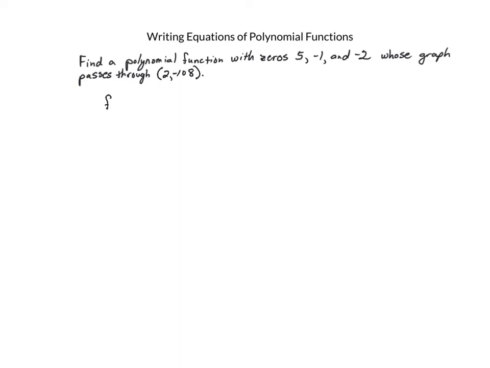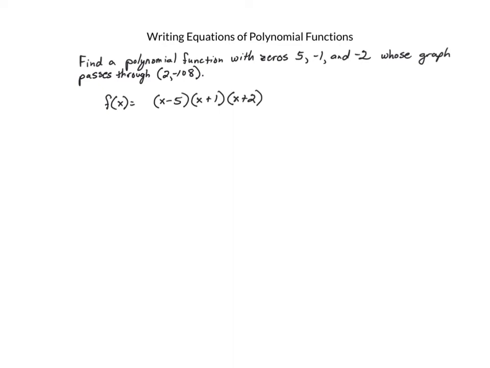We have f of x equals... 5 is a 0. That means it must have come from a factor that was x minus 5. -1 as a 0 gives us a factor of x plus 1. And -2 as a 0 gives us a factor of x plus 2. So here's a polynomial with the required zeros. But this polynomial actually wouldn't pass through the point (2, -108).